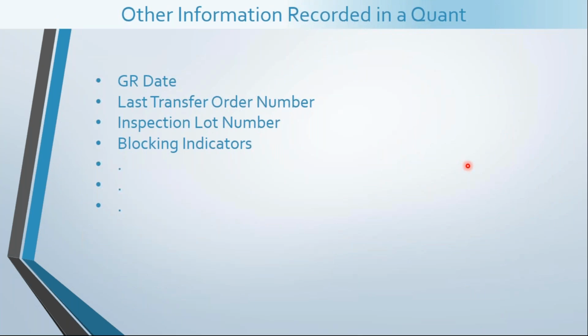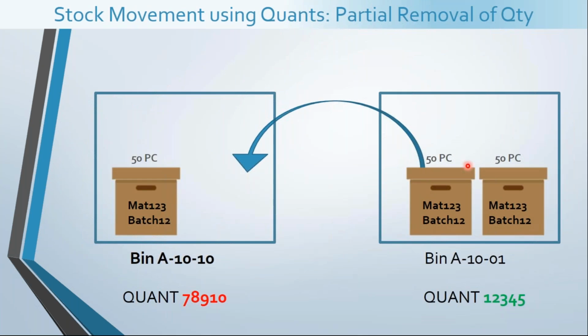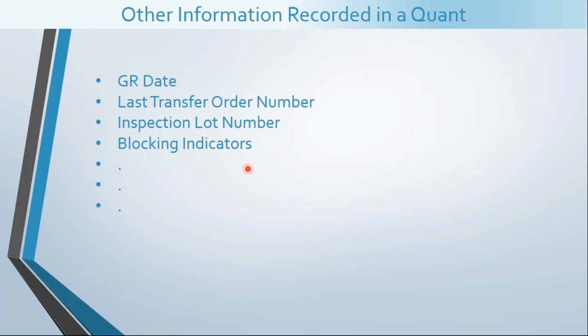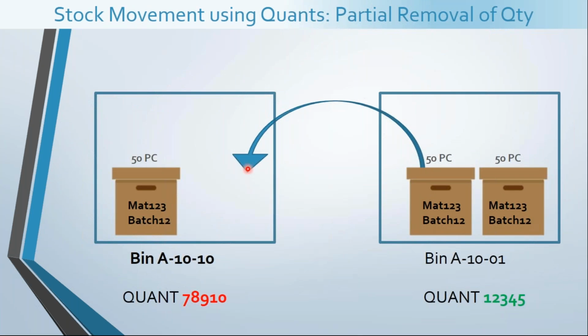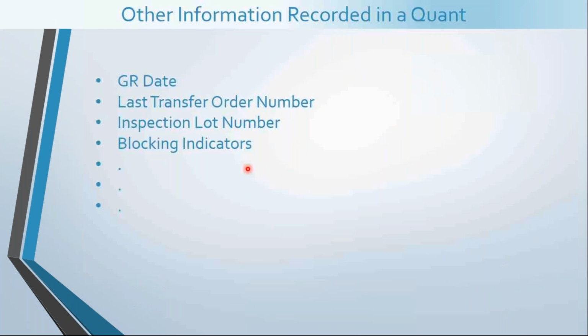It also records the last transfer order number. So coming back to this example, when we moved these 50 pieces from this bin to another, and when this quant is created, this quant would register the transfer order which was used to bring these 50 pieces here. Okay. Inspection lot number, in case you have quality management activated, when you receive a material from your vendor, let's say system creates an inspection lot, and then when this inspection lot is stored in a bin, system also registers the inspection lot number to which this quantity belongs.